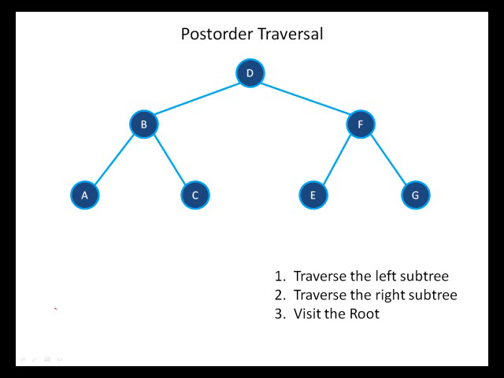Postorder traversal is another common way to traverse a tree. It is similar to preorder traversal, however you will traverse the subtrees first, and then you will visit the root. In the case of a binary tree, you will traverse the left subtree, then the right subtree, and then you will visit the root. In this example here, we start, traverse the left again.